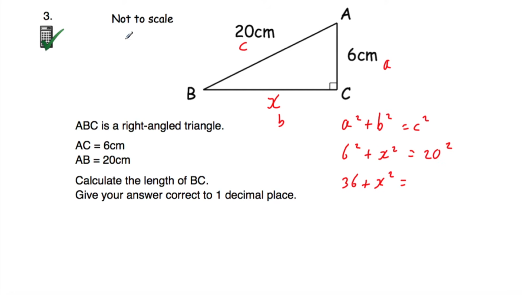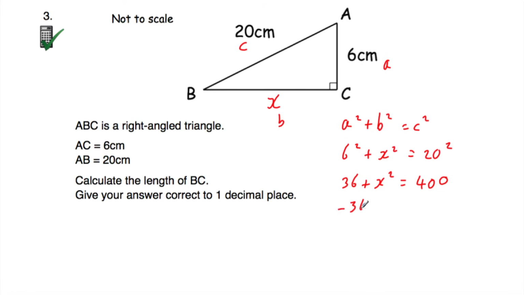It's a calculator question, so 20 squared on your calculator is equal to 400. So we've now got this equation. Now we want to solve this equation, so we don't want this 36 on the left hand side. Remember, whenever we're solving an equation, we want to get x equals. So we want to get rid of this adding 36, and we want to get rid of the squared. So let's get rid of the 36 to begin with.